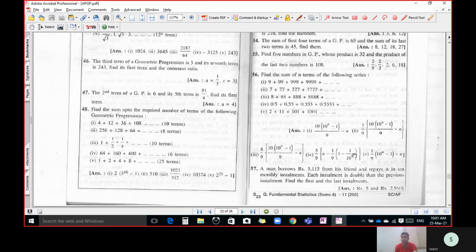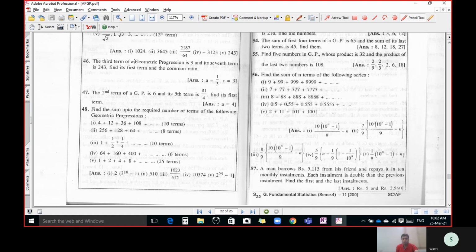A man borrows 5,115 rupees from his friend and repays it in 10 monthly installments. Each installment is double the previous installment. Find the first and last installment. So it is given that a man borrows 5,115 from his friend and repays with the condition that each installment is double the previous one.